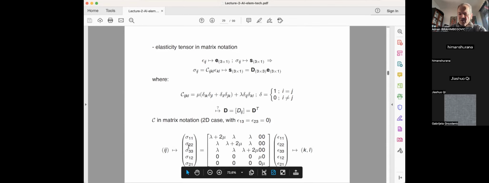For example, if i, j, k, and l are equal to 1, this delta 1,1, this delta 1,1 is 2, so I get 2 mu. And here delta 1,1, I get 1 lambda. Then if I take i and j, let's say 1 and 1, and k and l are 2 and 2.